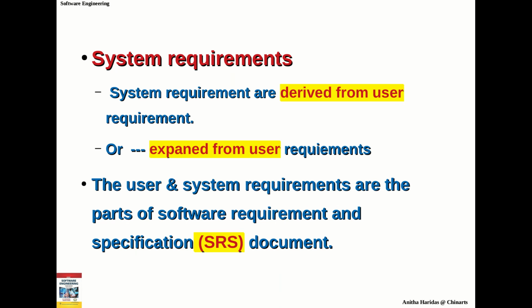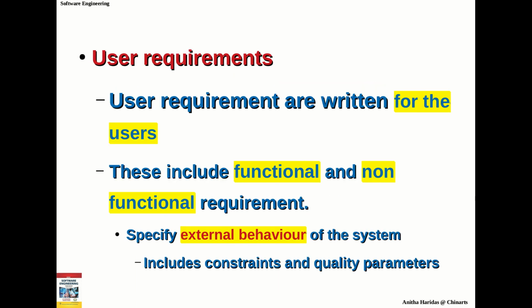Another requirement is called system requirements, and these system requirements are derived from the user requirements, or we can say they are expanded from the user requirements. So the user and system requirements are part of the software requirement, and I can give you an example for system requirements also. Let me say the teacher is one of the end users of a college management system, and the teacher says that she wants an attendance management system.